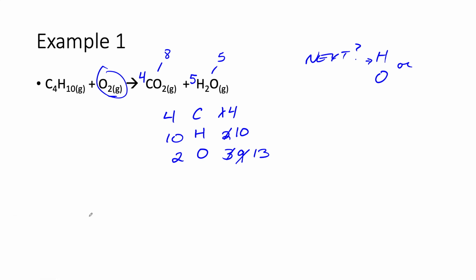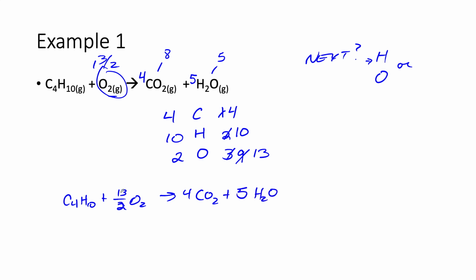All right. So this is now 13 halves. So we have C4H10 plus 13 halves O2 goes to 4 CO2 and 5 H2O.